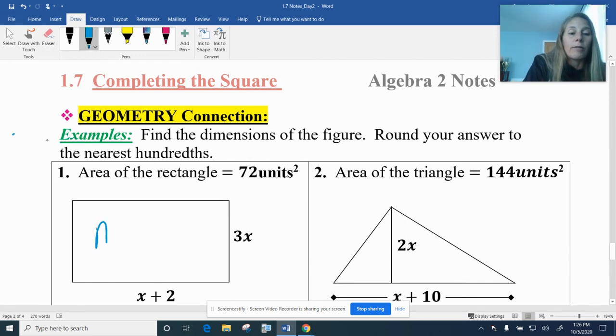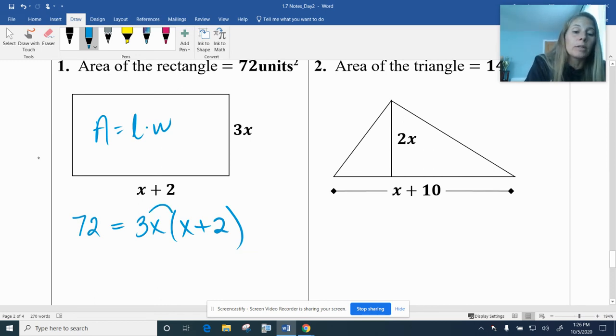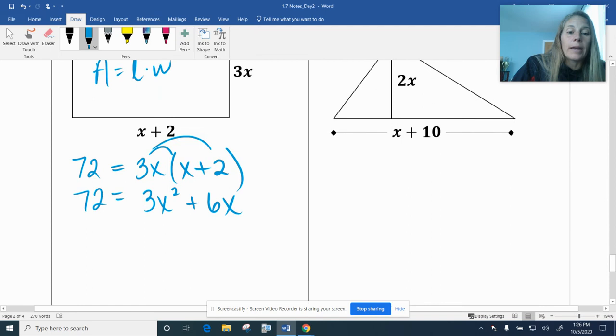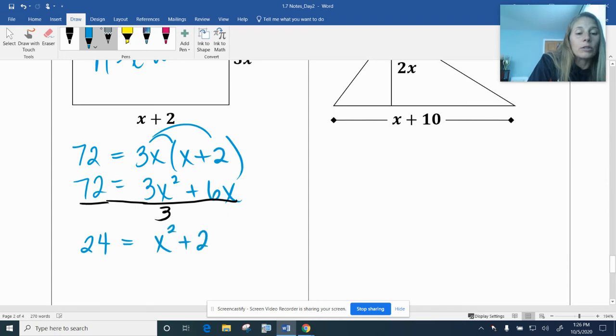So we know the area of a rectangle is length times width. So if we're given the area as 72 units squared, and we know the length and the width are 3x times x plus 2. So I'm going to simplify by distributing, so I can get rid of those parentheses, 3x squared plus 6x. And now before I do anything, I need to get rid of this 3 here, right? So I'm going to divide everything by that 3. So 3 goes into there. Let's see. 24, x squared plus 2x.